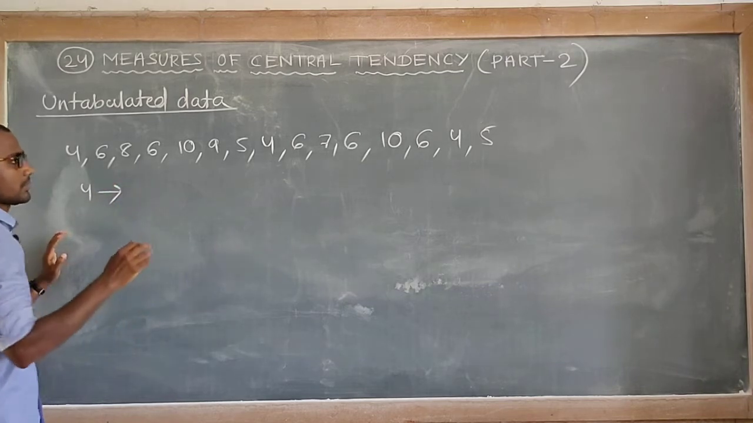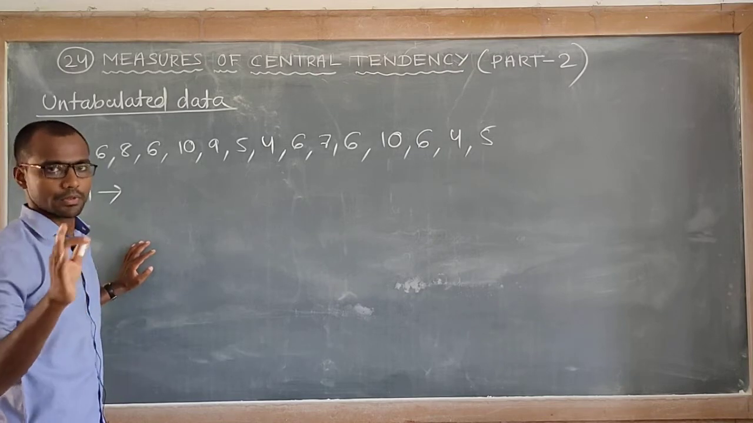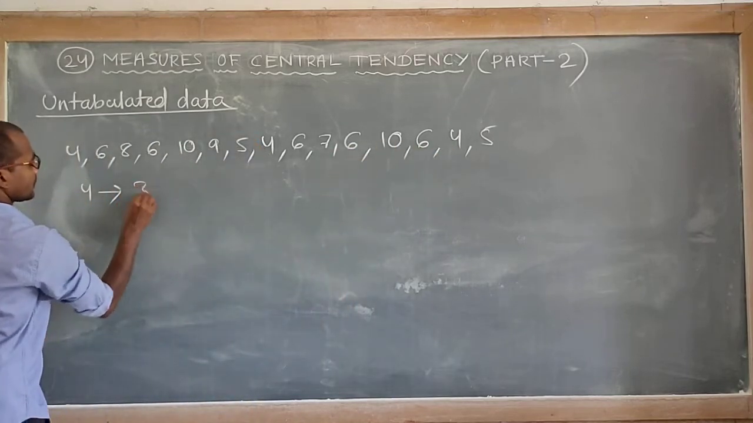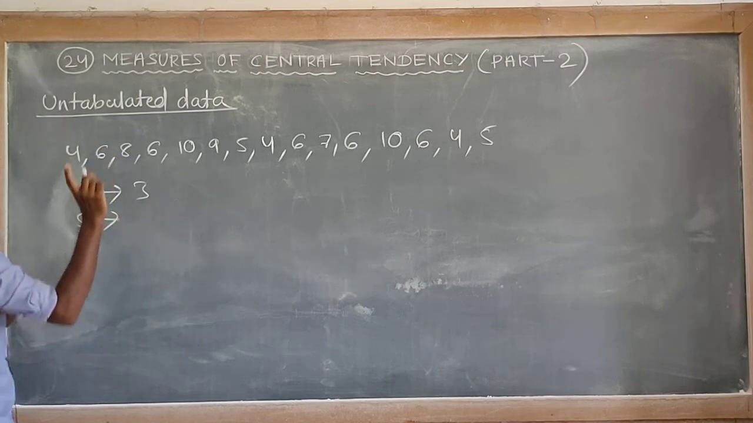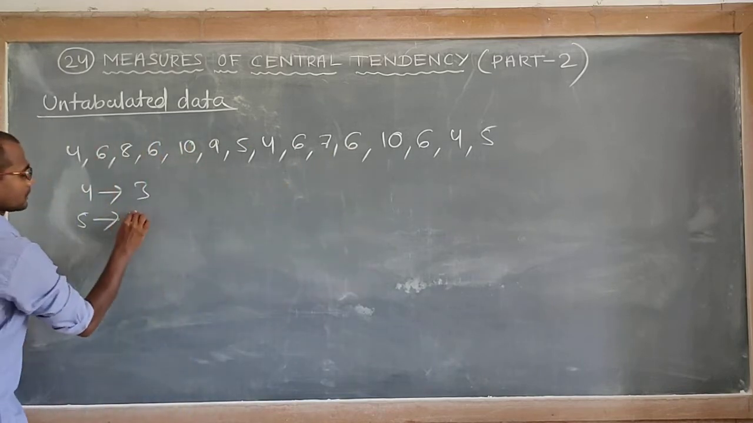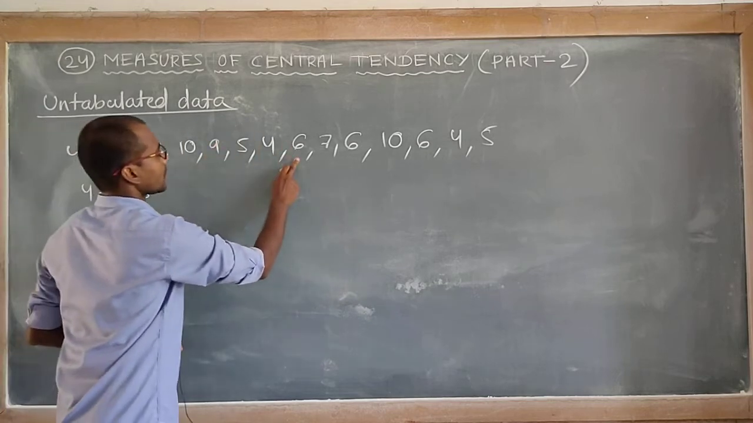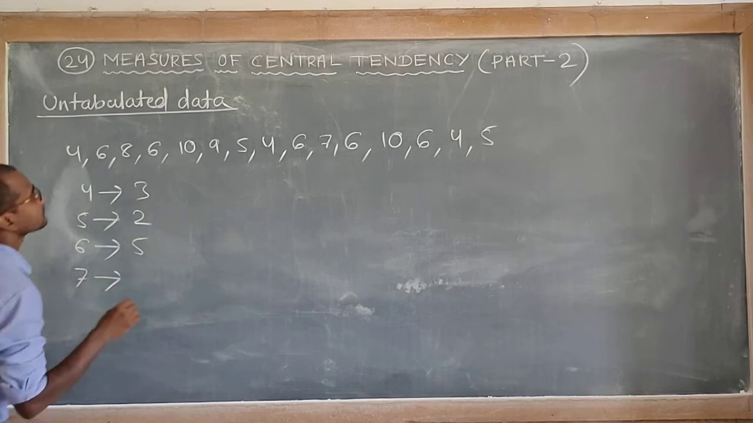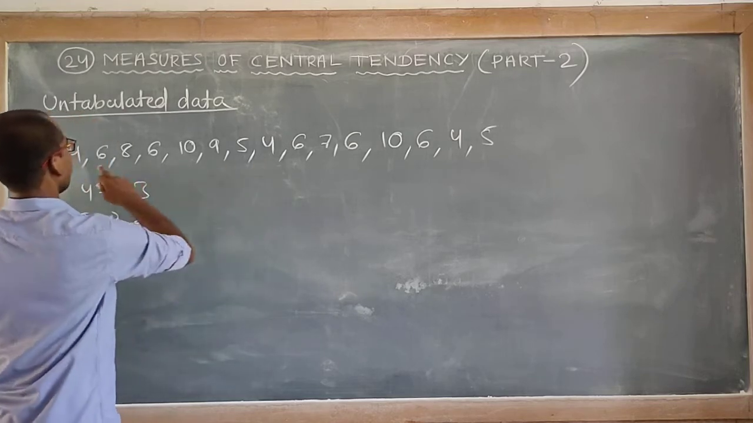Now see, 4 is how many times? Means what is the frequency of 4? Frequency means number of times a particular datum occurs in a set of data. 1, 2, 3. Frequency of 4 is 3. Next is 5. Frequency of 5 is 2. Frequency of 6 is 5. Frequency of 7 is, you don't need to write like this, I am just explaining, frequency of 7 is 1.